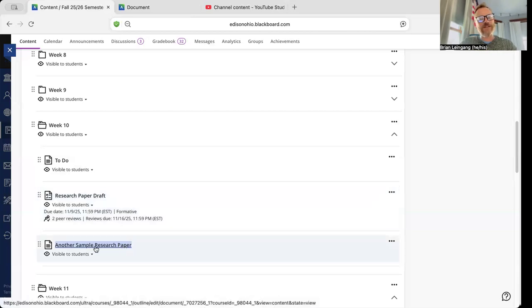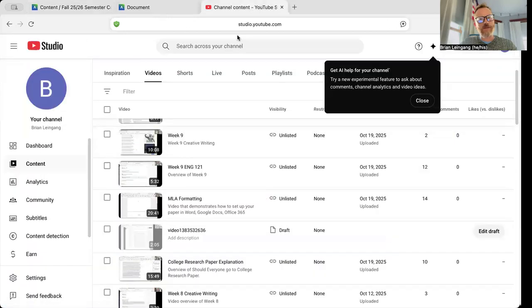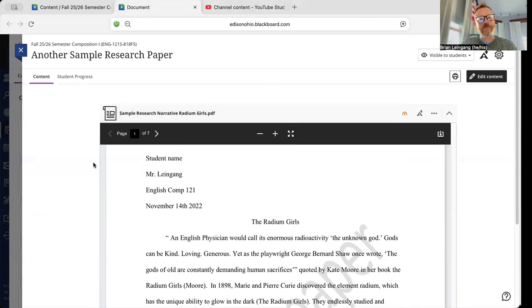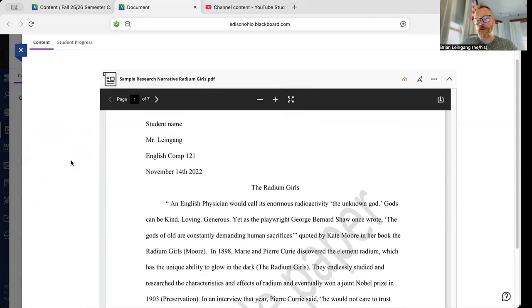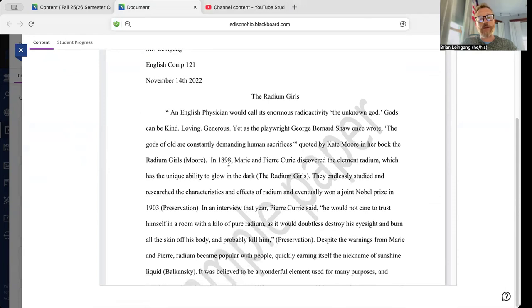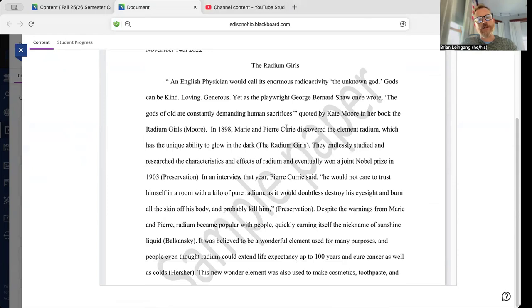The other thing is I have another sample research paper. This one is a little more recent. That's my YouTube channel. And let me get this little bar at the top that comes down when I try to go to my tabs. So anyway, this one I really liked. It's about Radium Girls, young ladies who hand painted watch faces with glow in the dark paint that was actually radioactive. And so it talks about the discovery of radium.